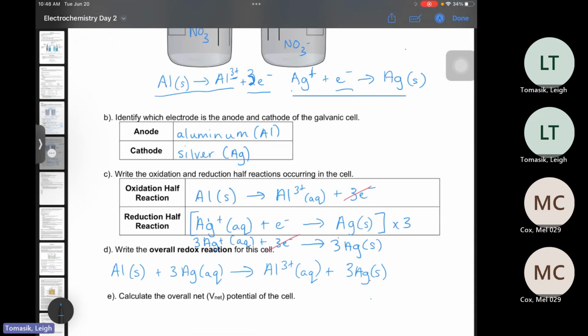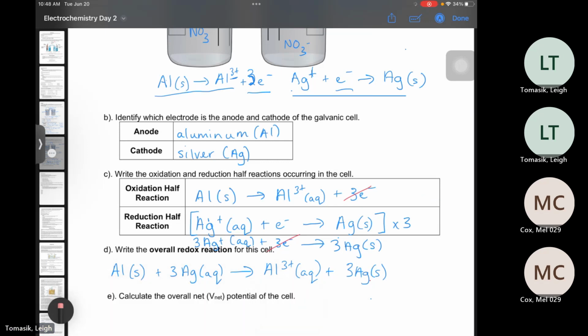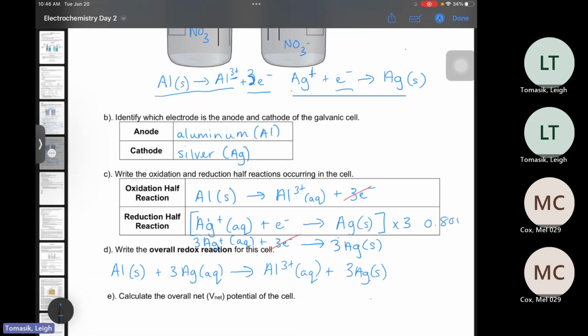Right? So this will have a potential of 0.80 volts. 0.80 volts, right? And the oxidation half reaction, instead of being negative 1.66, we change it so it's the other sign. And then we'll get positive 2.46 volts. Your voltage should always be positive.